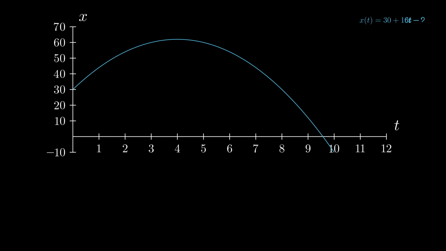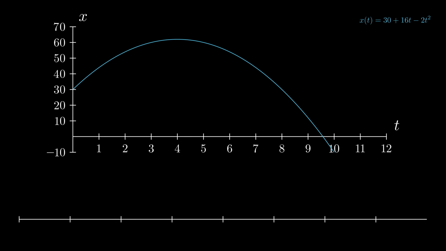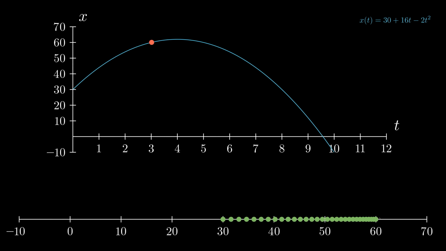Consider a particle that moves along a line with a position function x of t equals 30 plus 16t minus 2t squared. This function tells us how the position of the particle changes with time. We can see this change on a position time graph as shown at the top. The graph shows the value of x at any time.